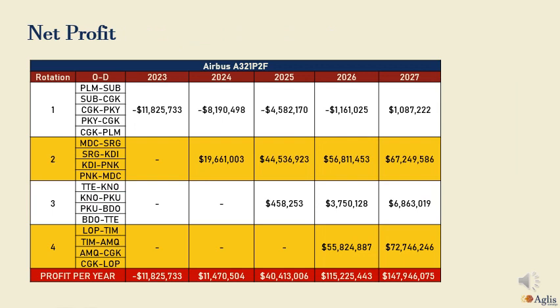Now, we will discuss the net profit of Aglis using A321P2F aircraft. Here tabulated the detailed net profit, or the revenue minus the total costs, throughout the year. In the first year of operation, the forecasted net profit is negative, or Aglis will experience loss. With the increasing demand and new routes, Aglis will gain approximately 11 million US dollars in the year of 2024 and will continually gain profit until 2027.